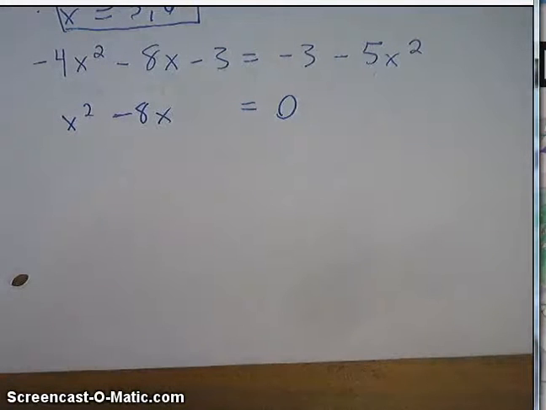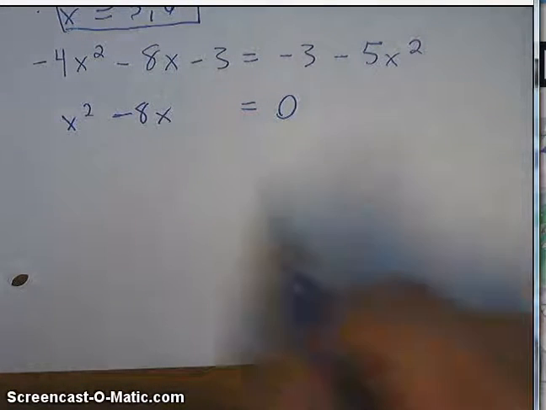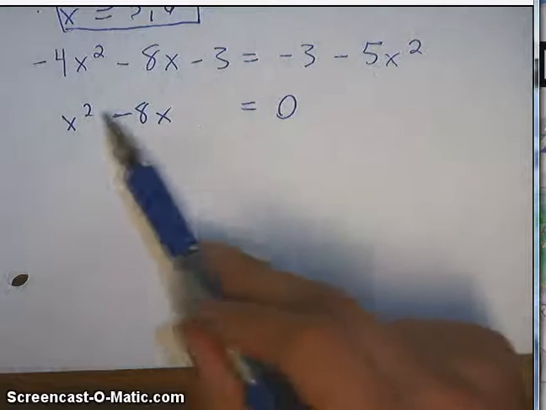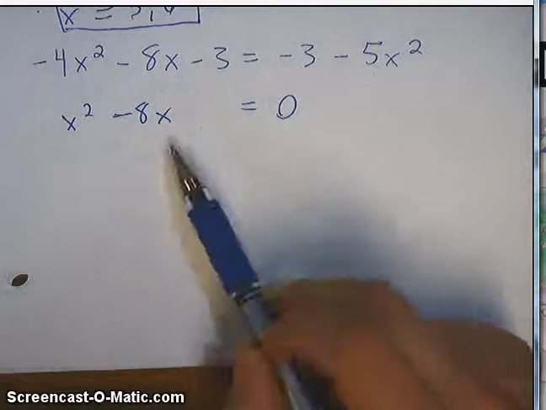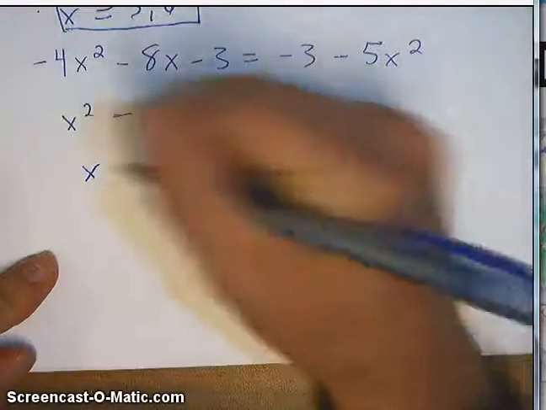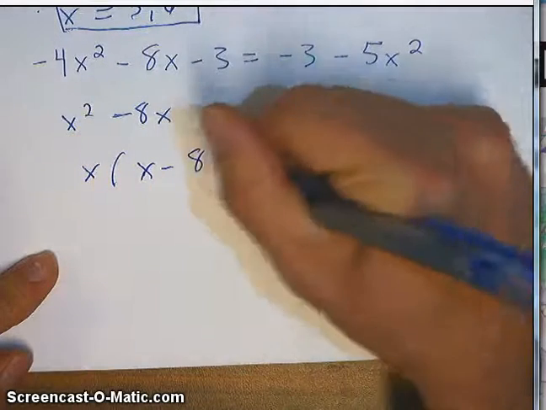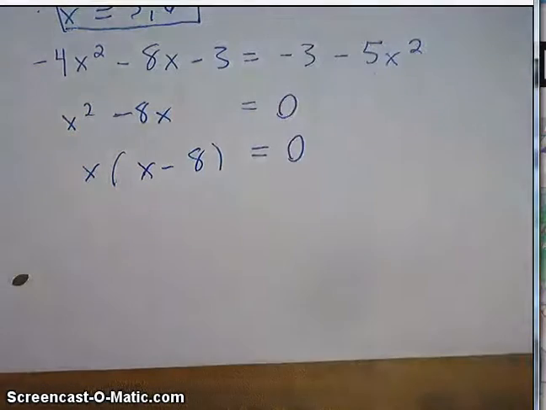So that's what I'm left with. Here's a type that we haven't talked about yet, when you don't have a c term here. Still ask yourself the question, what do they have in common? It looks like they both have an x, so I'm going to factor out an x there to give myself x times x minus 8 equals 0.